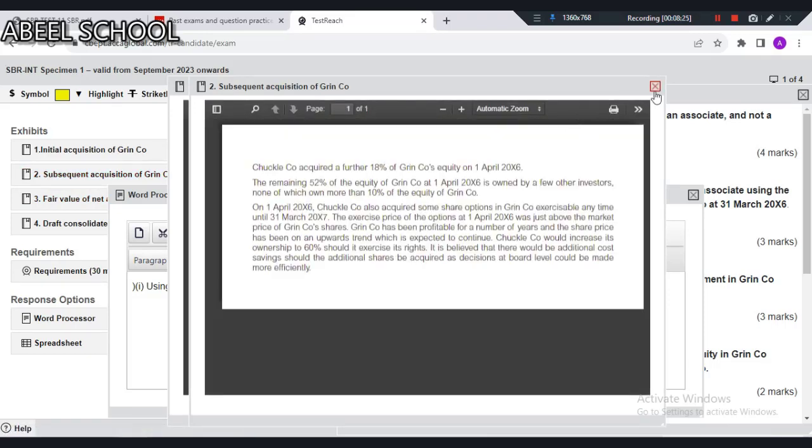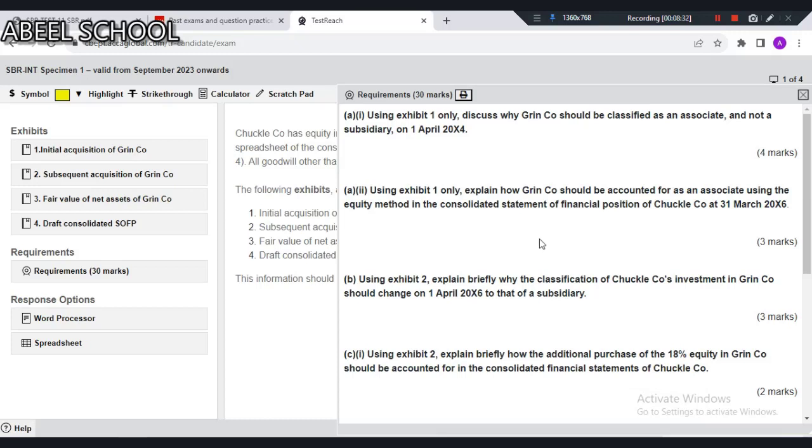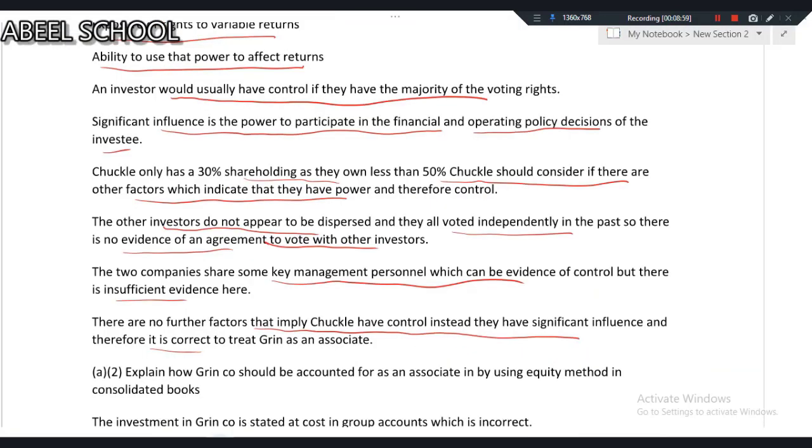Before this, let's see the requirement of exhibit 2. Using exhibit 1, explain how Green Company should be accounted for as an associate using the equity method in the consolidated accounts. So where are the 3 marks? Let me tell you. Under the equity method, what do we do? We take the cost of investment and simply add the share in the post-acquisition increase in the net assets of the associate. So all you need is to explain the equity method in point number 2, and that I've already done.